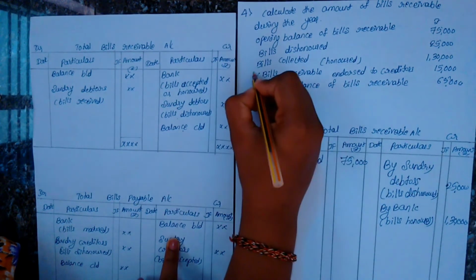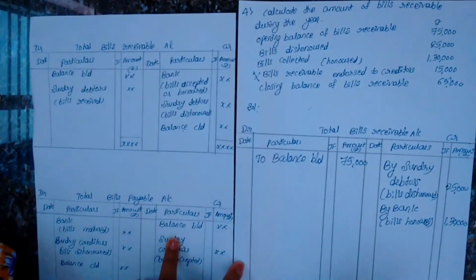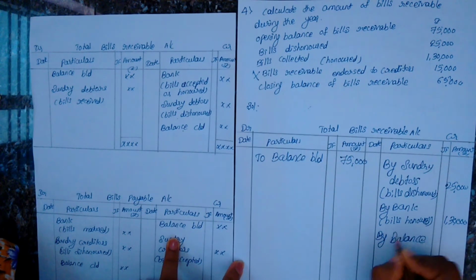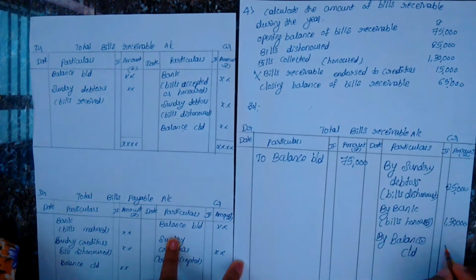Bills endorsed to creditors we are not going to record. Last one is the closing balance. If it is in the debit side, the closing balance will be in the credit side, right? By balance carried down, how much? 65,000.